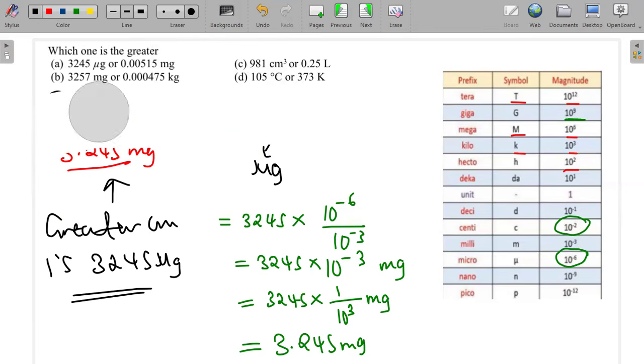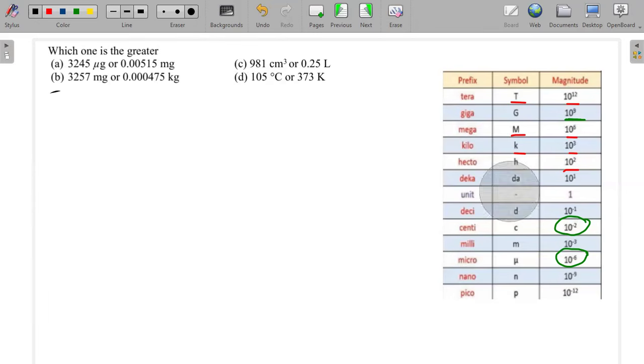So part B, what do we have there? So part B, we have 3,257 milligrams or 0.000475 kgs. So we just want to convert, okay, one of them to the other. So let's convert the kgs to the milligram. Okay, so I get this number 0.000475.